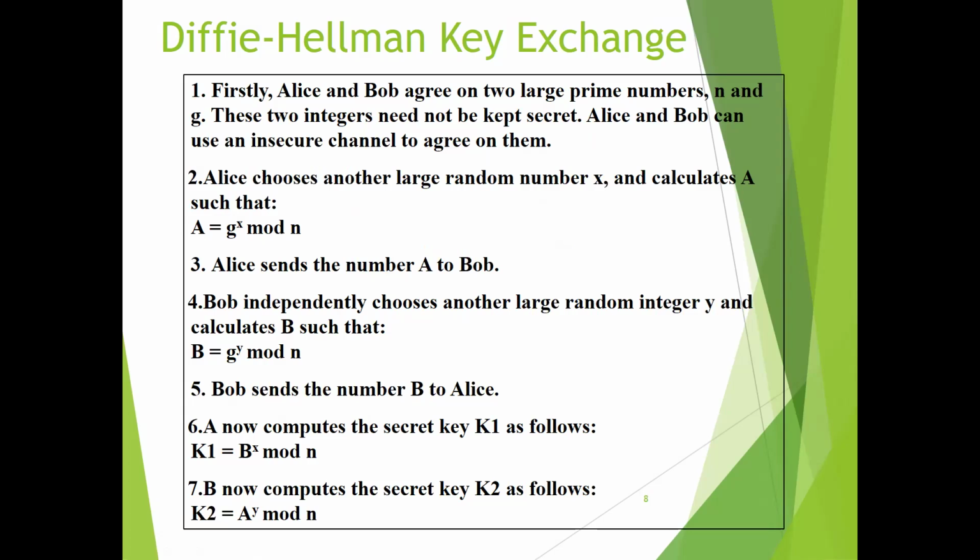Once they have exchanged these two numbers A and B, Alice is going to compute the secret key K1, that is equal to B to the power x mod n, and Bob is going to calculate the secret key K2, that will be equal to A to the power y mod n. And now these two keys, K1 and K2, will be used for encryption and decryption purposes.